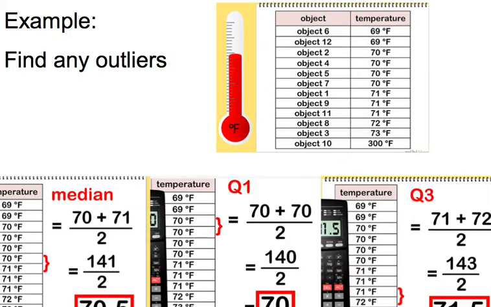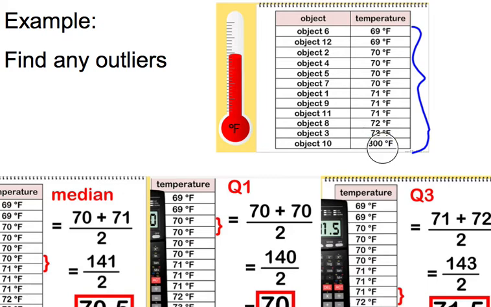So here are some data points of temperatures, and we have the temperatures in numerical order. So there are the objects and what the temperatures were. You can probably tell already most of the values fall between 69 degrees and 73, and there's one way over here at 300 degrees.